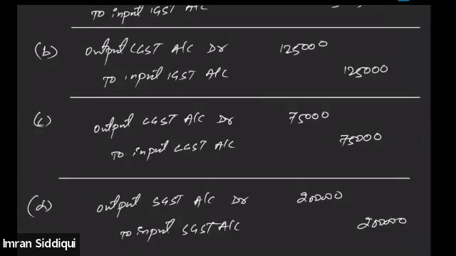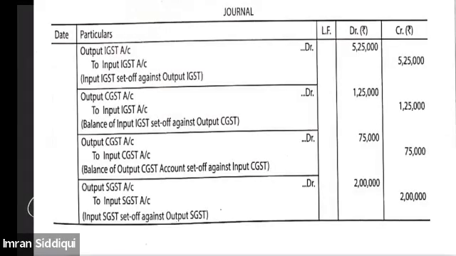Well done. Okay, so this was a case wherein the amount of input IGST is higher than the output IGST. So in this situation, this is how we will set off the amount of input IGST and also pass the journal entries. Now we'll quickly discuss one more question wherein the amount of input IGST is less than the output IGST.